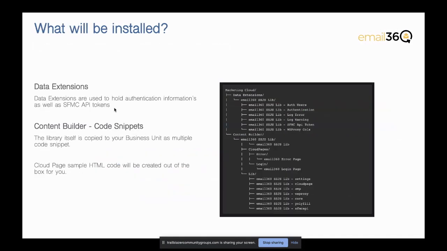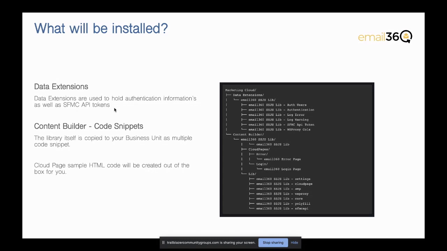So what will be installed and created? Well, in a nutshell, there's only two things really being created. First are data extensions, and the second are code snippets inside Content Builder. The usage of data extensions for this library is to store data temporarily or even permanently. Things like user authentication or API tokens, or even logging errors, which is useful on a wider scale than outside this library. The code snippets are just the library code itself.